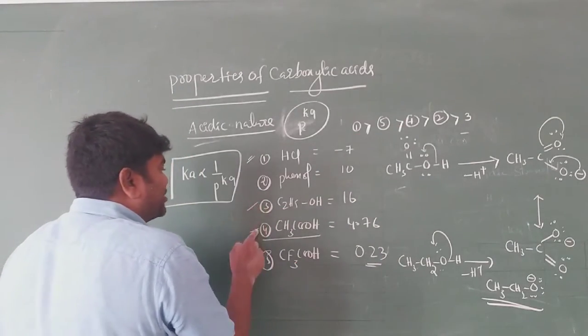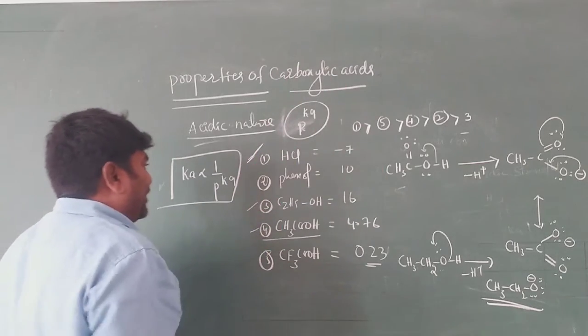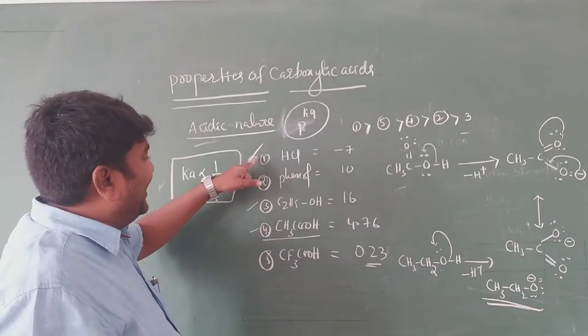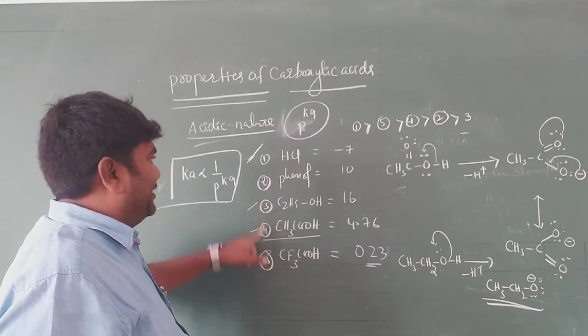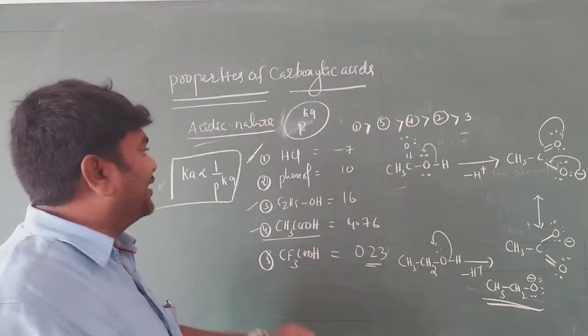So these two are completed. This is also completed because it is HCl. It is a mineral acid. It is a carboxylic acid. Mineral acids are always stronger than this one.